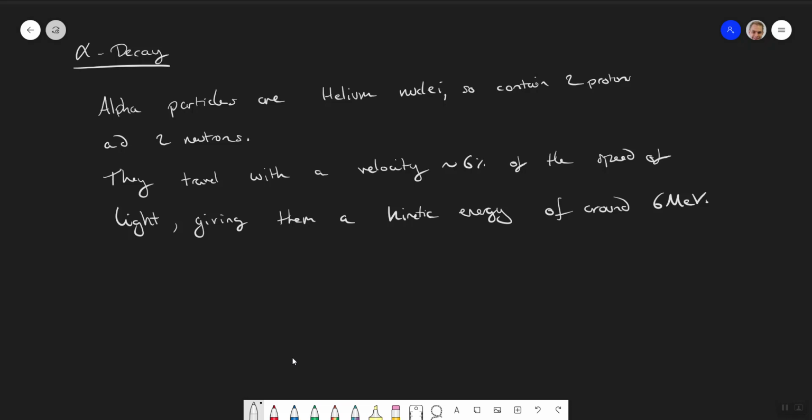So most isotopes that emit alpha particles do so at a single discrete energy.